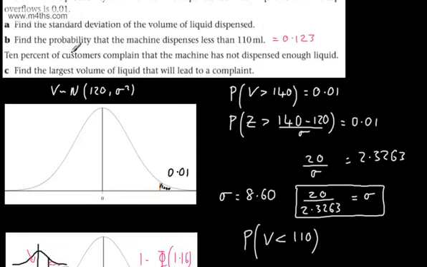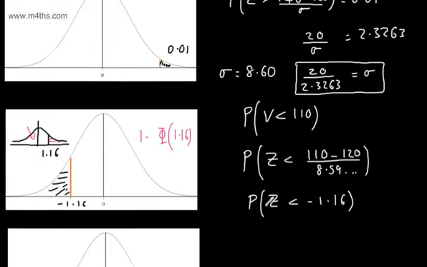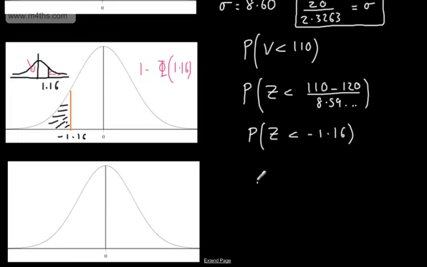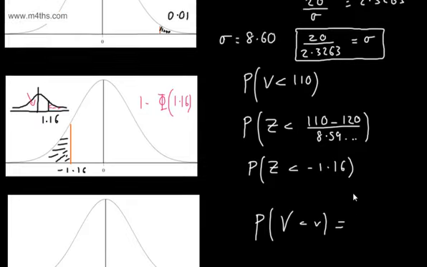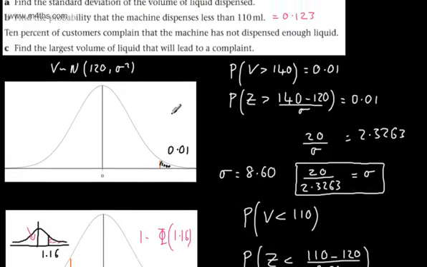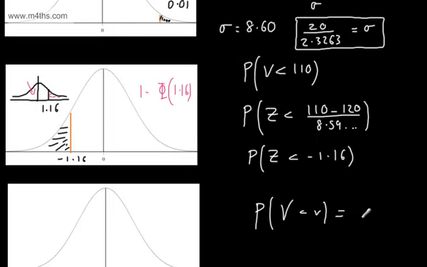Okay, 10% of customers complain that the machine has not dispensed enough liquid. We need to find the largest volume of liquid that will lead to a complaint. We can set this up like so. The probability of V being less than some observed value of lowercase v will be equal to 0.1. This is 10%, 0.1.